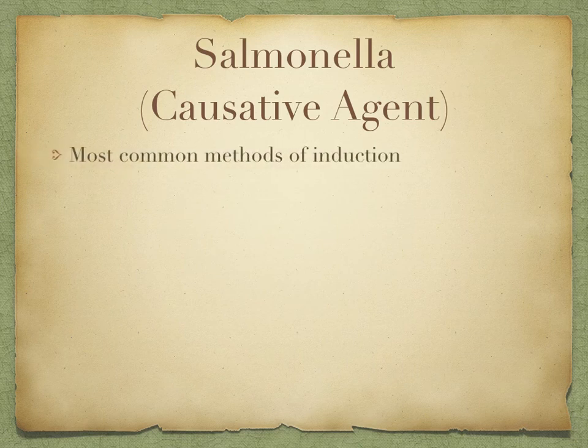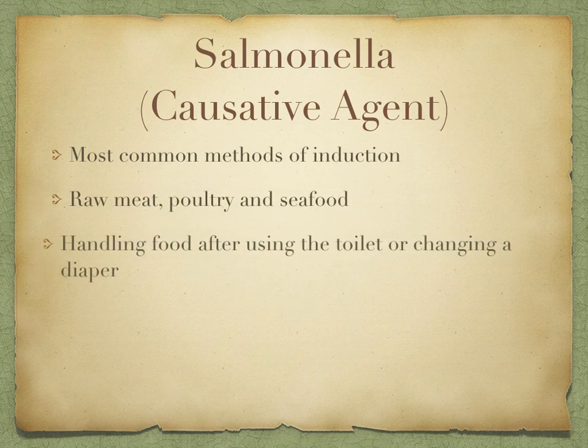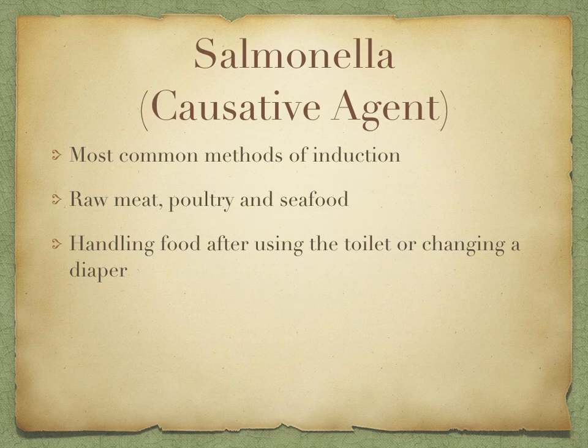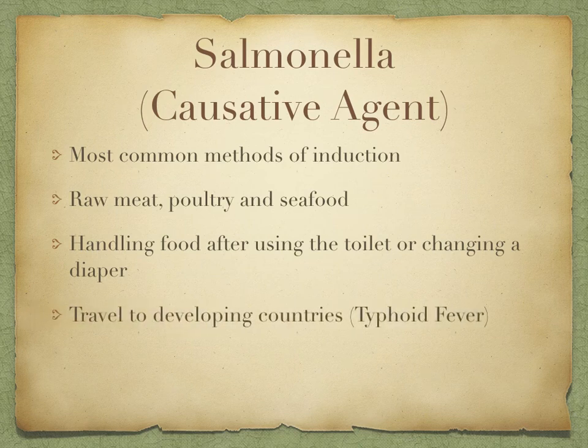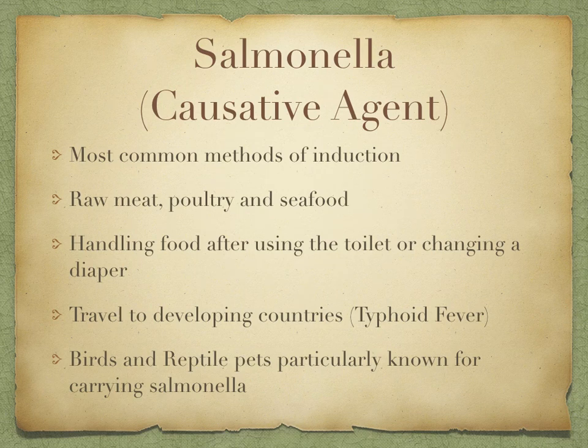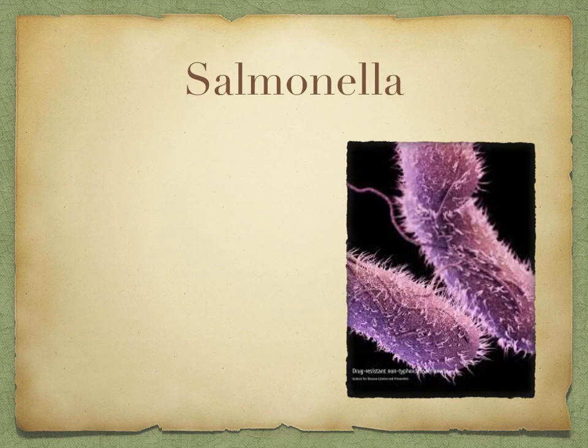and some of the most common methods of infection would be eating raw meat, fish, seafood, chicken, or poultry, and then handling food after you've used the toilet or changed a diaper. Again, going back to the fact that it lives in the host stool. Traveling to developing countries can also put you at risk for salmonella, especially Salmonella typhi, which is the strain that's responsible for typhoid fever. Finally, handling bird or reptile pets, which are particularly known for carrying salmonella.